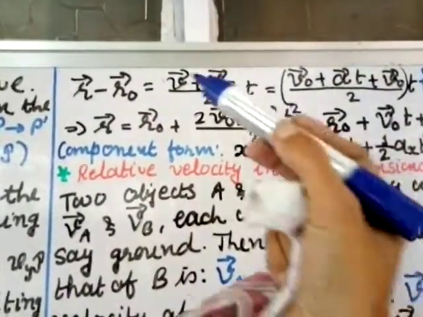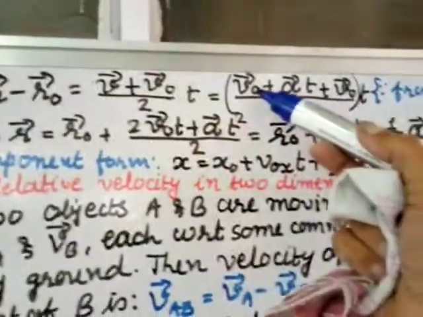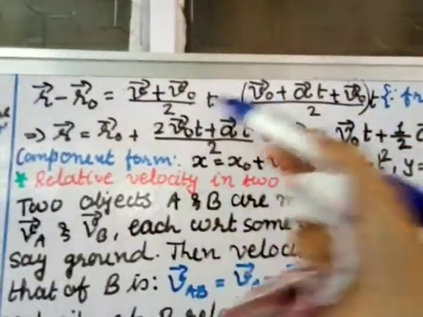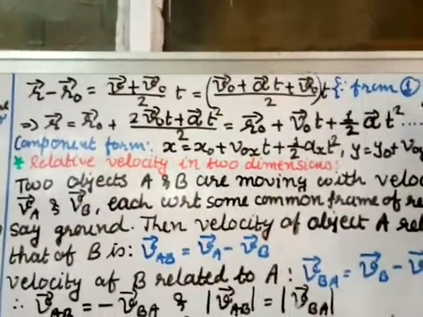Now take this value of v from equation 1. From equation 1 the value of v is v0 plus at. So I put here, instead of v, v0 plus at, and this v0 is as it is, divided by these 2 into t, and this we have written from equation 1.